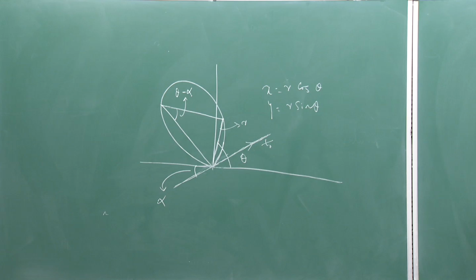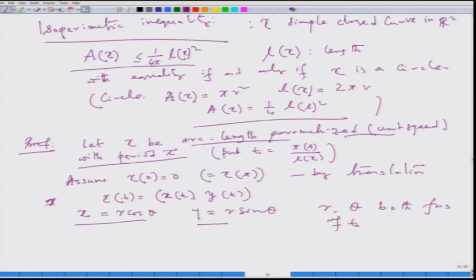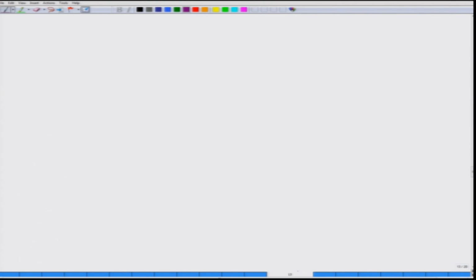Okay. So, what do I get from these two? I get x dot with respect to t, right: x dot square plus y dot square equal to r dot square. You must verify this part, theta dot square, verify, and you also get x y dot minus x dot y equal to r square theta dot.